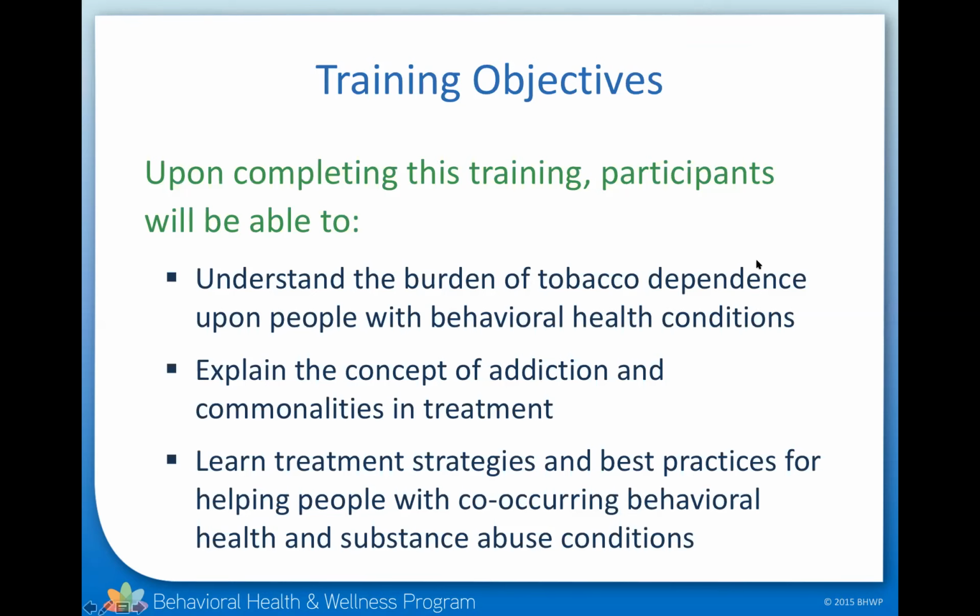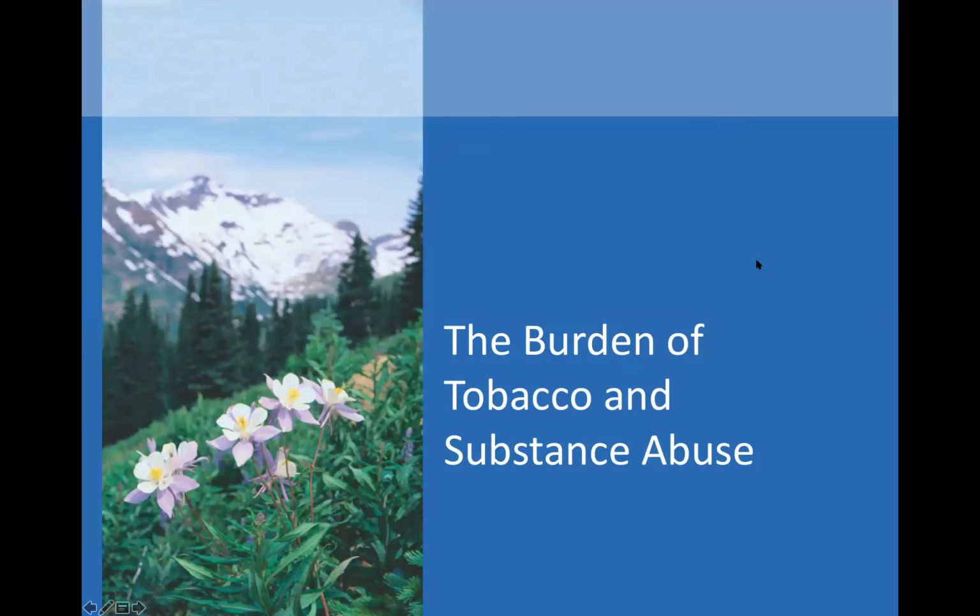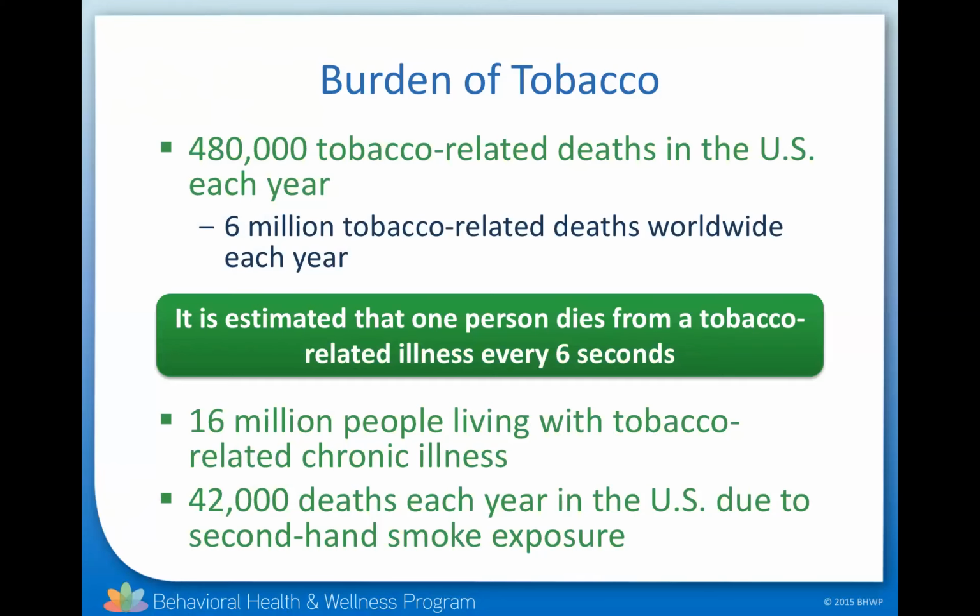So let's begin by looking at the burden of tobacco and substance abuse. And again, with that focus on behavioral health populations, which will become apparent the reason why we're focusing there. So more broadly, the burden of tobacco across the United States, we're looking at nearly 500,000 deaths every year. That number may be even a little higher as we continue to learn about different types of diseases that tobacco is associated with. That number will only rise in all likelihood.